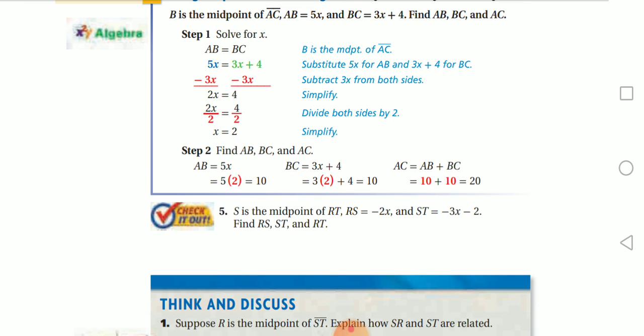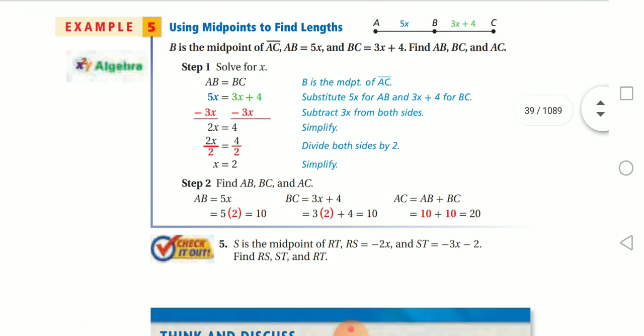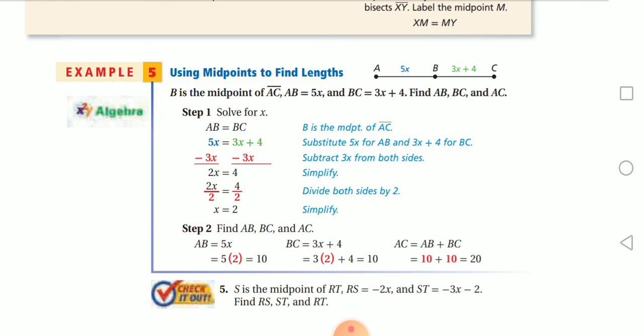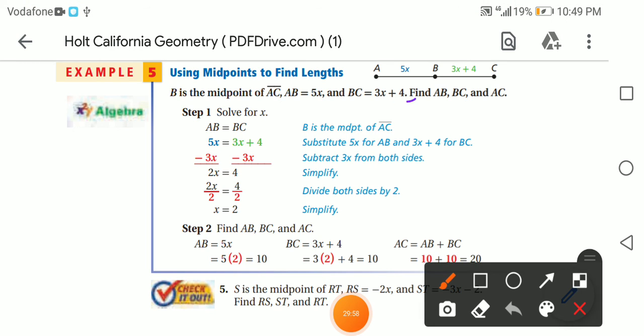Here, find AB, BC, and AC. For AB, substitute 2 for x. So you'll find 5x, can you see this with me, everyone? 5x, so 5 times 2. I substitute 2 for x, and so on.